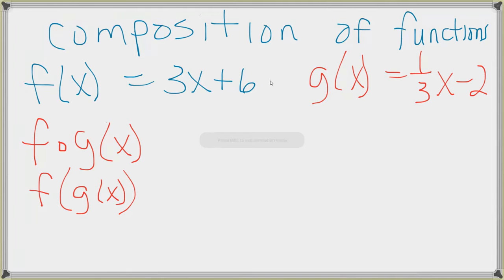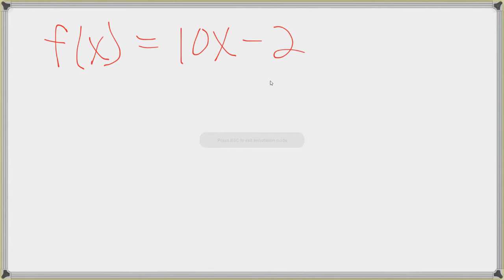That notation there looks like f circle g. You read that f of g of x. Or you can put it in parentheses like this, f of g of x. They mean the same thing. Now, let's think back to our function notation just a minute. What did we do? We took some number that was in parentheses like this.